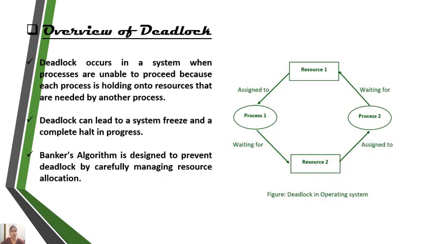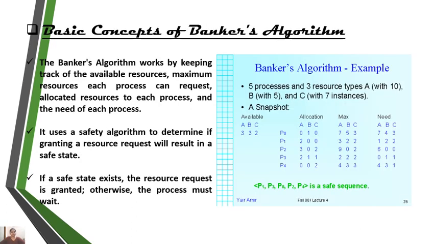Overview of deadlock. Deadlock occurs in a system when processes are unable to proceed because each process is holding on to resources that are needed by another process. Deadlock can lead to a system freeze and a complete halt in progress. Banker's algorithm is designed to prevent deadlock by carefully managing resource allocation.